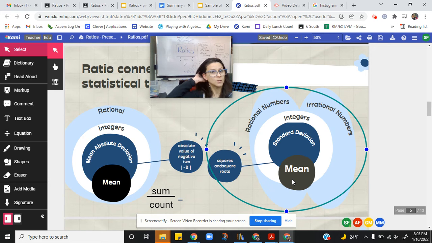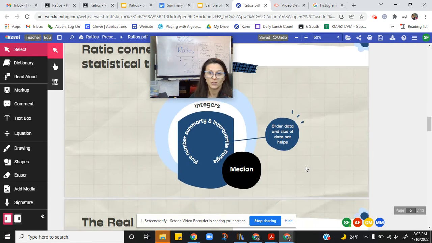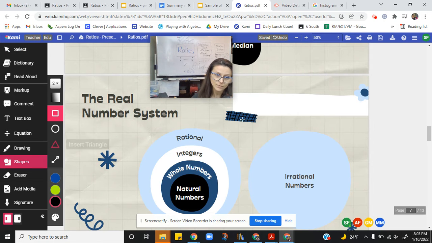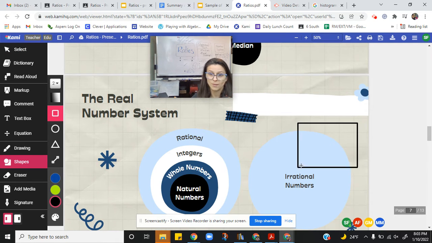Ratios are important in terms of our number system because there's a whole world of numbers called rational numbers. And if you look at the root of that word rational, it means that it's a ratio. And then there's irrational numbers. And irrational numbers come into play when you think about squares and the distance between the opposite corners of a square.